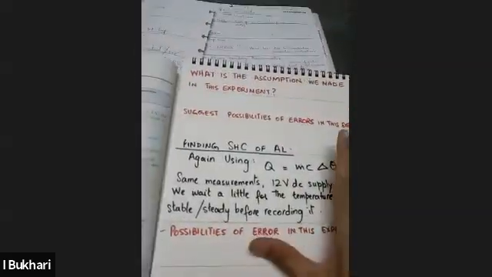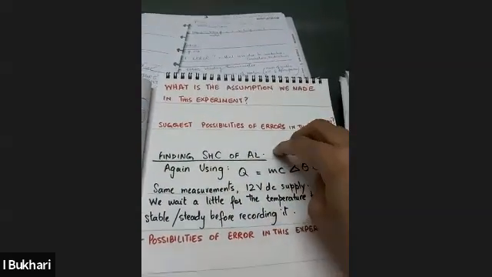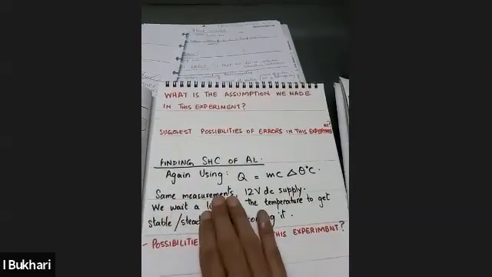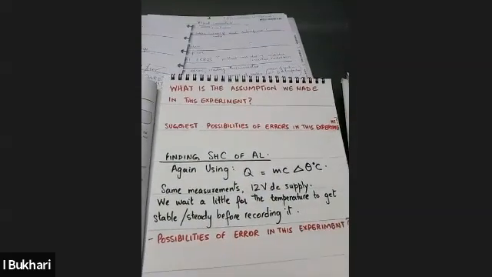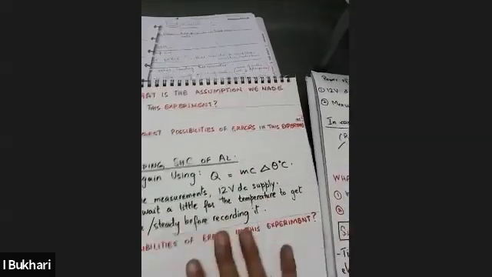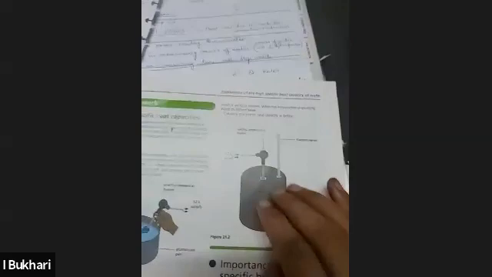Okay. Now, finding the specific heat capacity of the aluminum can, which is solid. Again, we will use the same formula, same measurement, same sort of electric heater, connection with 12 volts DC supply, all of that. The only difference is that this time we have a solid and we don't have any liquid.